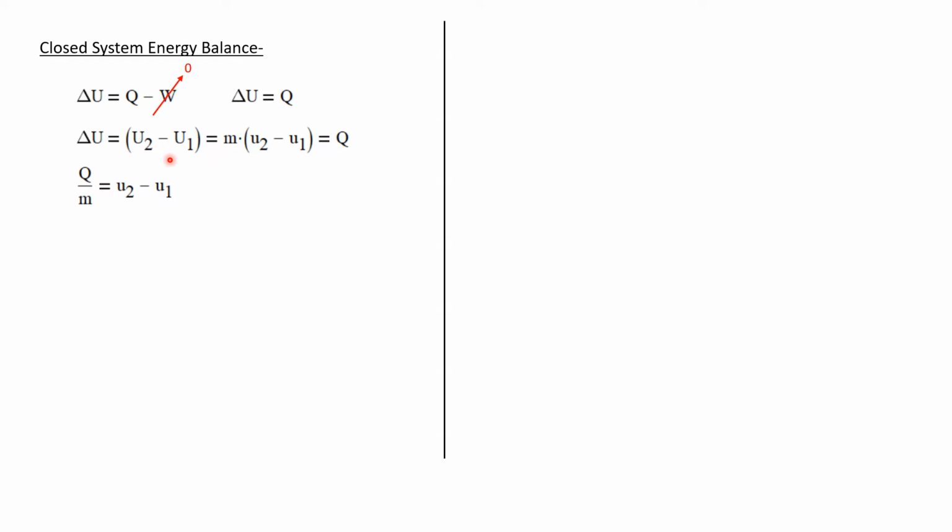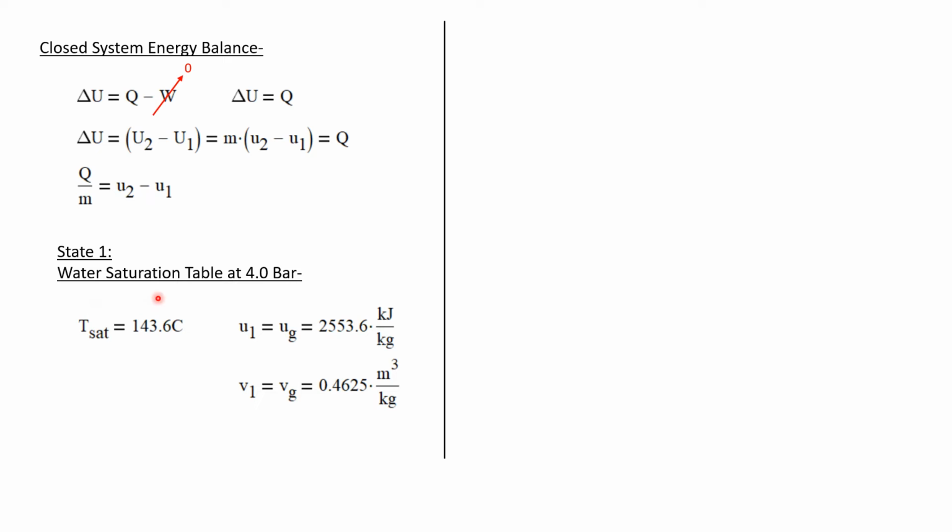Now we can rewrite this. Delta U is just U2 minus U1, where these capital U's have the units of energy. And I can rewrite that as the mass of the system times the change in specific internal energy, and that is equal to Q. I can divide both sides by the mass, and I get Q over m. It's just the change in specific internal energy.